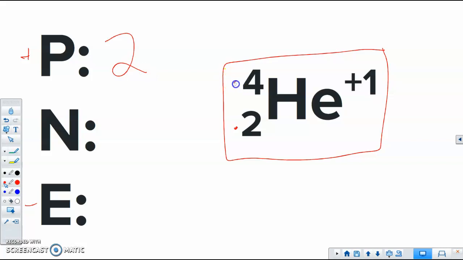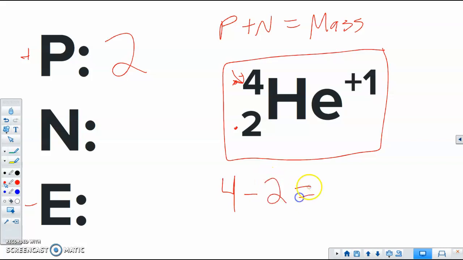Neutrons, we know the mass and we know the protons. Remember that protons plus neutrons equals mass. We can use that information to figure out how many neutrons this atom has. So the mass we know is 4 from right here. We can subtract the number of protons, which we know is 2, and that's going to give us the number of neutrons. And in this case, 4 minus 2, so we have 2 neutrons. This particular atom has a charge of +1, meaning it is an ion of helium. And we can use that information to figure out how many electrons we're working with.